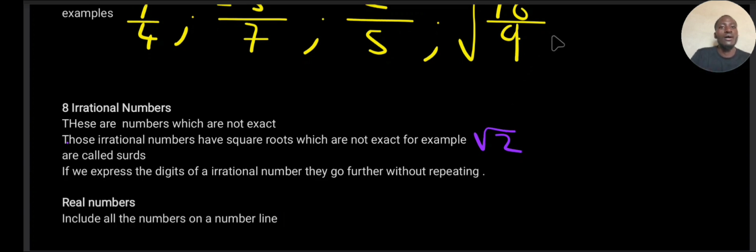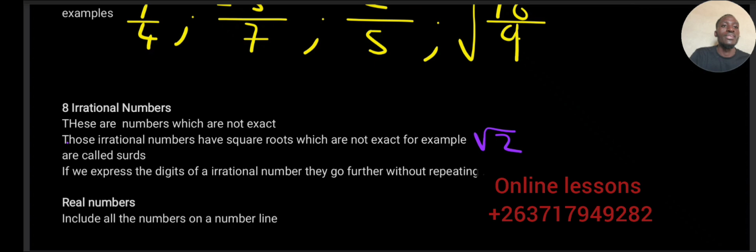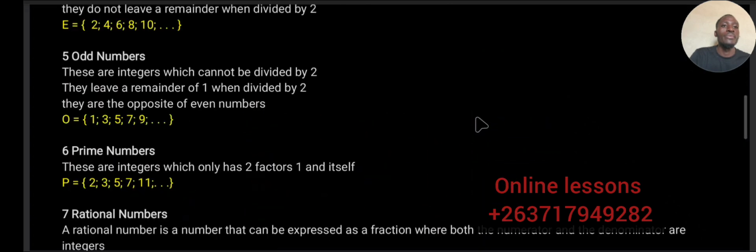So lastly, real numbers. These numbers include all the numbers on a number line. I'm talking about the odd numbers, the natural numbers, the rational numbers, and the irrational numbers. So all the numbers that we have done are called real numbers. So this is now the end of the lesson, and till we meet again.